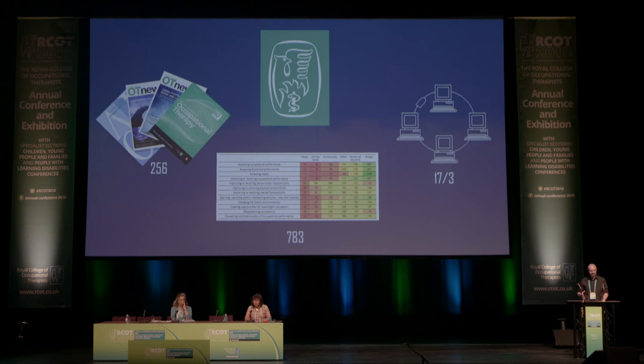The headline numbers from these three iterative data collection activities were 256 papers reviewed. If we'd known it was going to be that many, we'd have done a very different search. Of which 123 were from peer-reviewed journals and 133 were magazine articles. We invited 783 people to respond to the survey and followed up with 17 participants in 3 online focus groups.